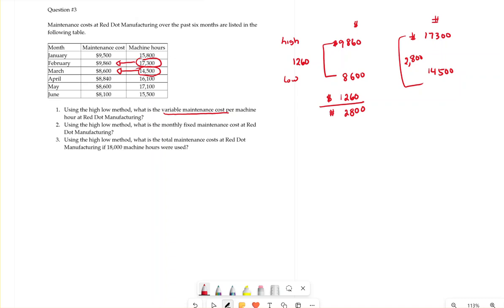So what are we looking for? What will this give me? A variable maintenance cost. So we have two types of costs in maintenance. This maintenance has both fixed and variable because it's a mixed cost. So per machine hour will be 0.45. So this is a variable maintenance cost per machine hour. This is the first one using the high-low method.